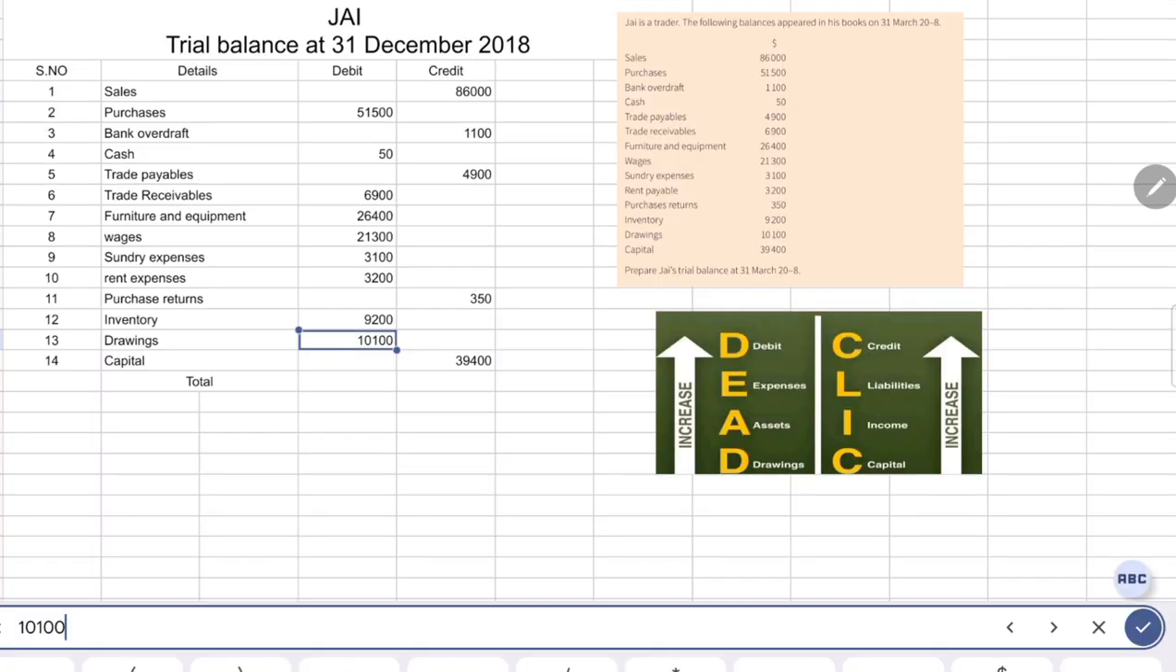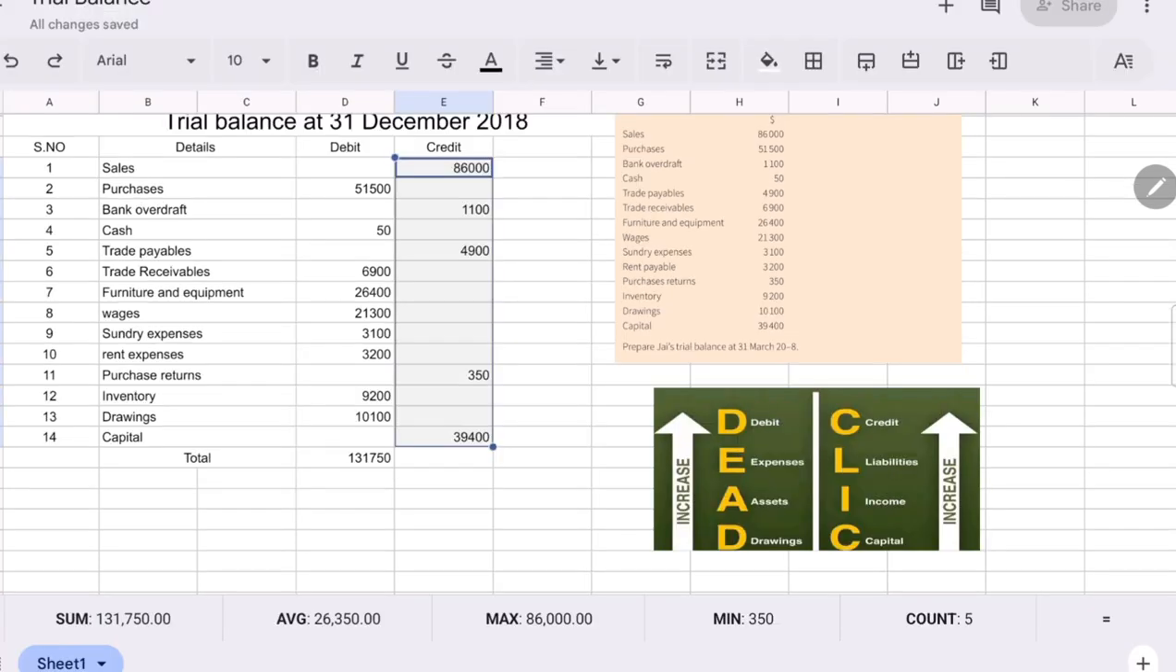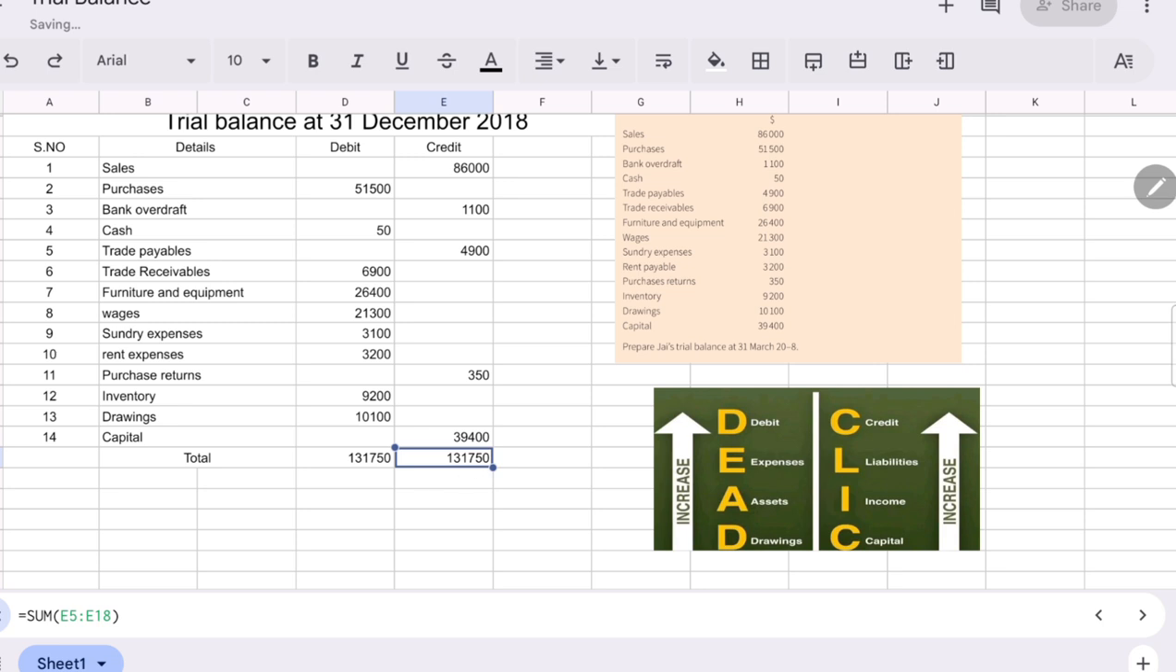Okay, finally let us total the trial balance. Here you can see the total debit balance and total credit balance are equal. What can we understand from this? Yes, it indicates that the accounting records are arithmetically accurate. We can assume that there are no errors in the recording and posting process that affect the equality of debit and credit balances.